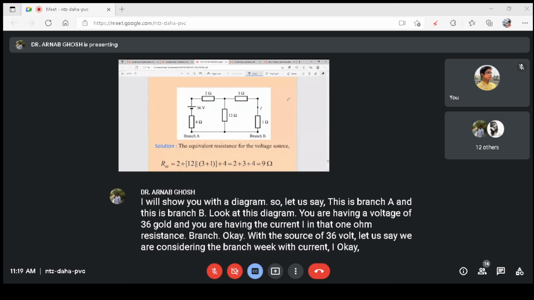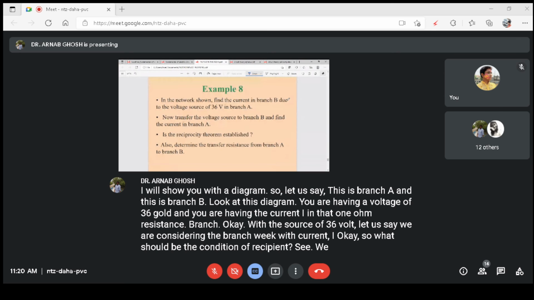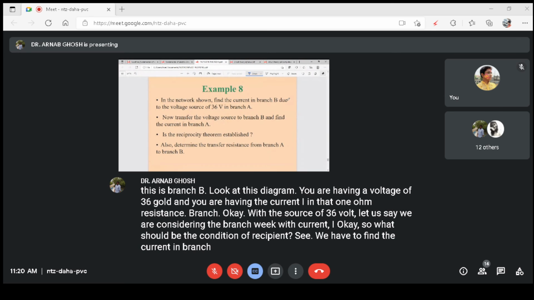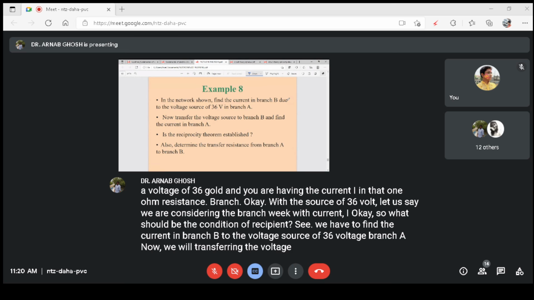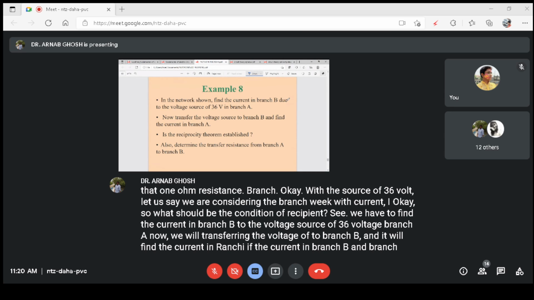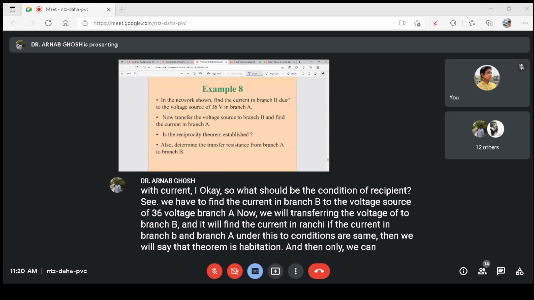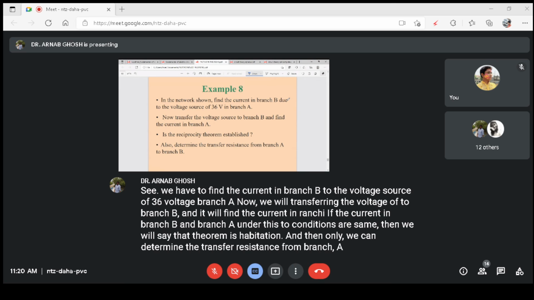So what should we see? We have to find the current in branch B due to the voltage source of 36 volt in branch A. Then transferring the voltage source to branch B, we will find the current in branch A. If the current in branch B and branch A under these two conditions are the same, we will say that reciprocity theorem is established, and then only we can determine the transfer resistance from branch A to branch B.